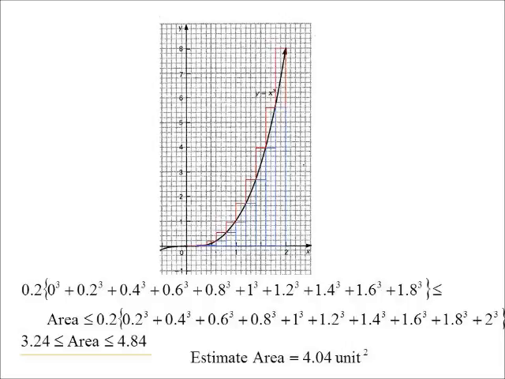The average of those two, oh, we're going good, 4.04. Remember, the exact value is 4. So with 10 rectangles, I'm almost there. What would be the ideal number of rectangles? Infinite. Yeah. If I could do an infinite number of rectangles, I'd get an exact area.